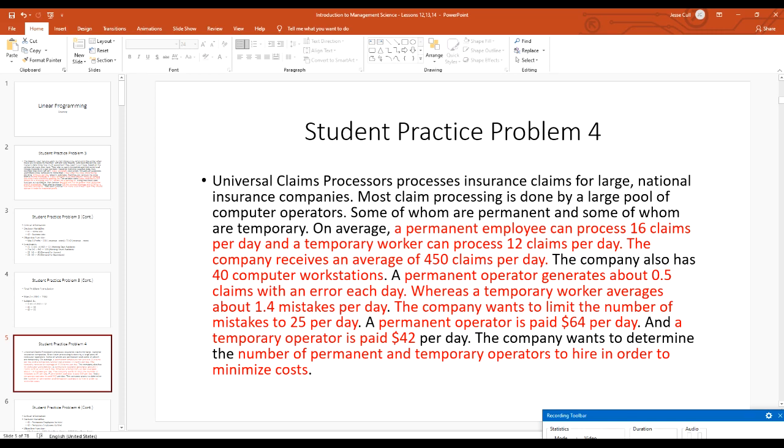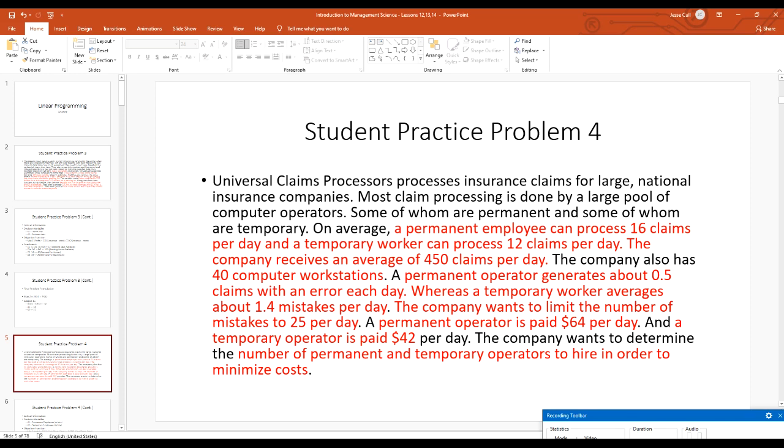The company also has 40 computer workstations. A permanent operator generates about 0.5 claims with an error each day. A temporary worker averages about 1.4 mistakes per day. The company wants to limit the number of mistakes to 25 per day. A permanent operator is paid $64 per day, and a temporary operator is paid $42 per day. The company wants to determine the number of permanent and temporary operators to hire in order to minimize costs.